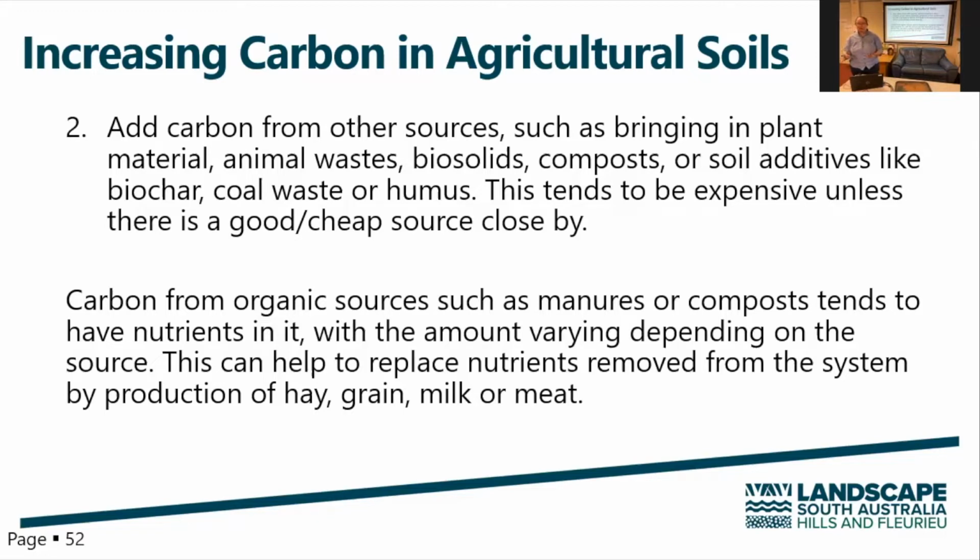And the amount will vary depending on what it is. Things like chicken manure, for example, are quite concentrated, whereas things like sheep manure, less so. This can help to maintain a circular economy, so you're putting nutrients back in where they've been fed out, and it helps to replace those nutrients that have gone.